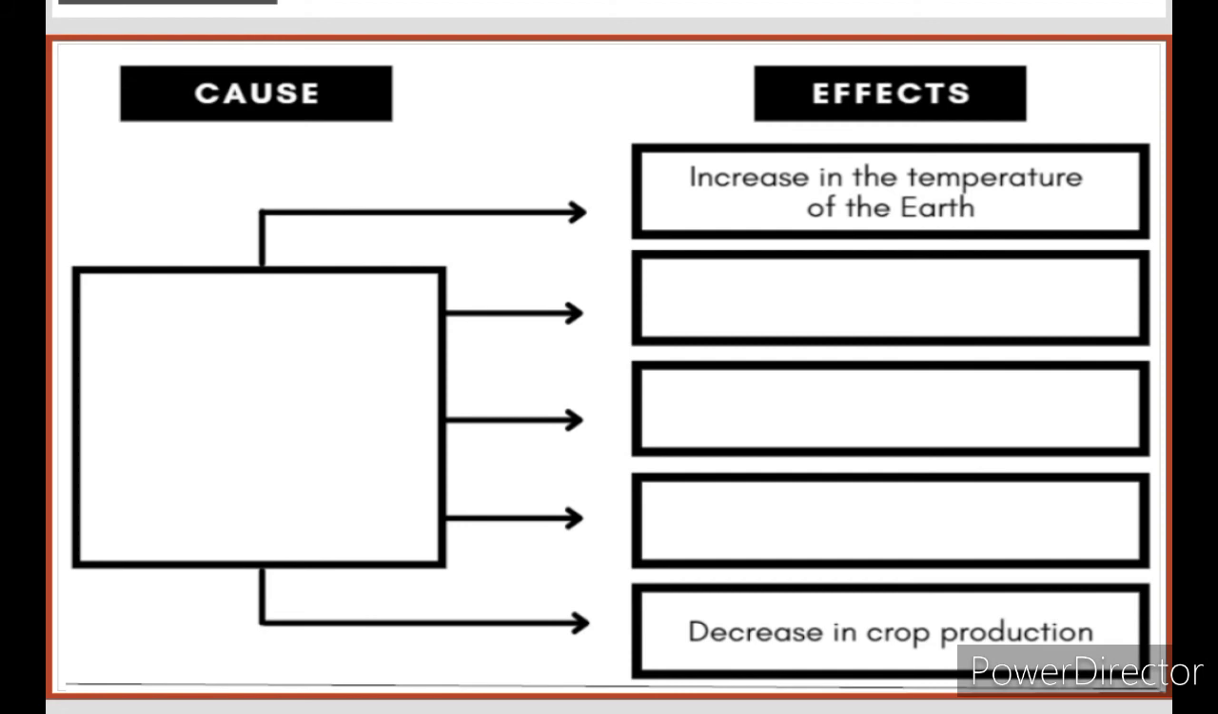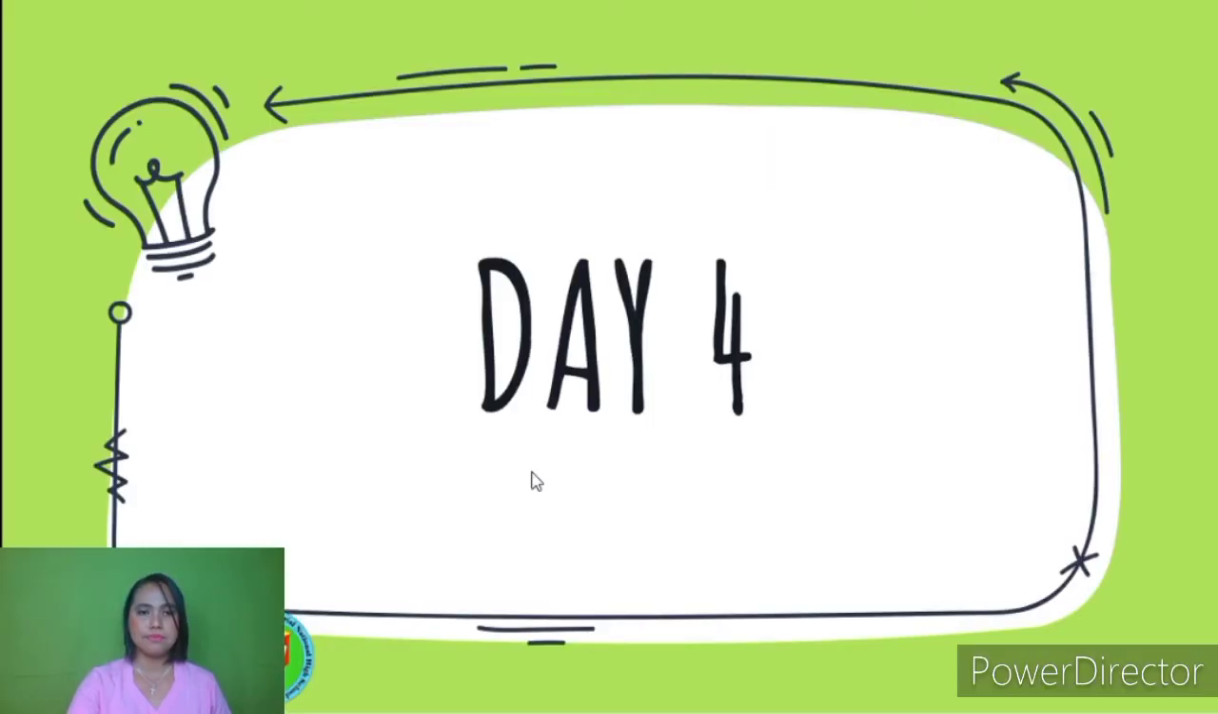To be able to fill in the missing information in the graphic organizer, you may read again the text about global warming and get the information there in order for you to come up with the correct answers. Day 4.